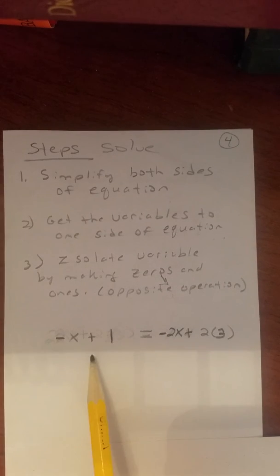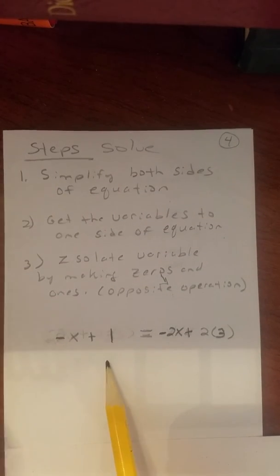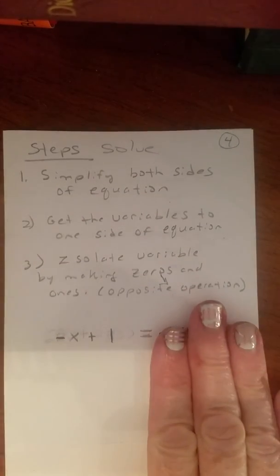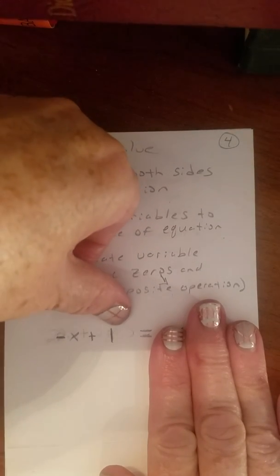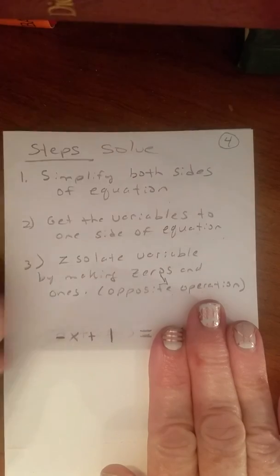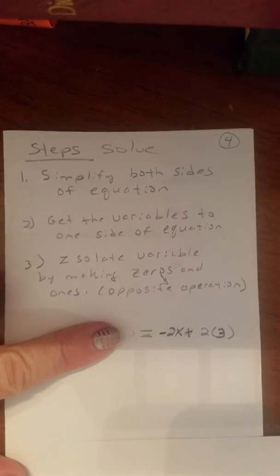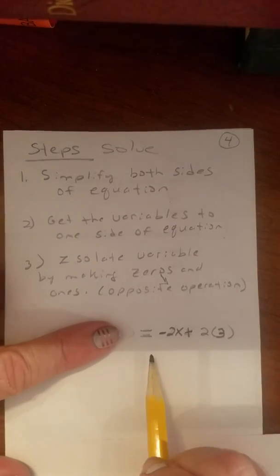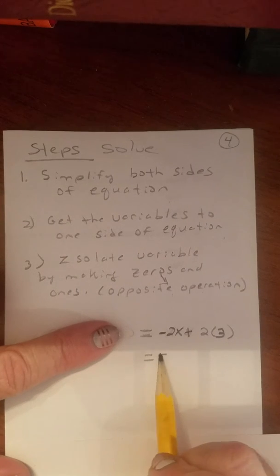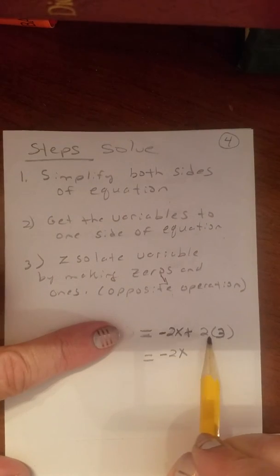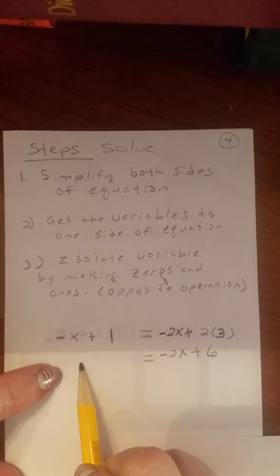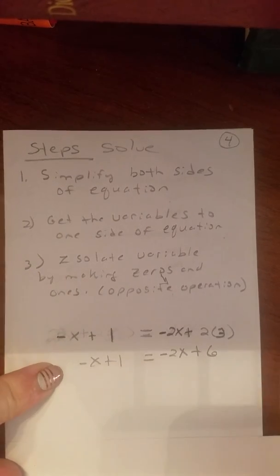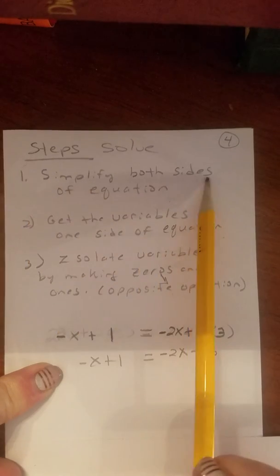Here's my first problem. I'm going to look at the left side only. Looking at the left side, can I simplify? Can I combine negative x plus 1? No, I can't simplify. So I'm going to look at the right side. Can I simplify anything? Sure. Negative 2x. Here I can multiply the 2 times the 3 and get 6. So now bring this straight down. So I've done this step up here. I have simplified both sides.